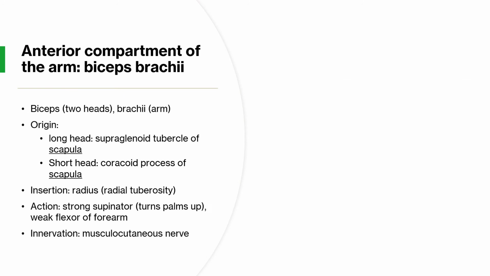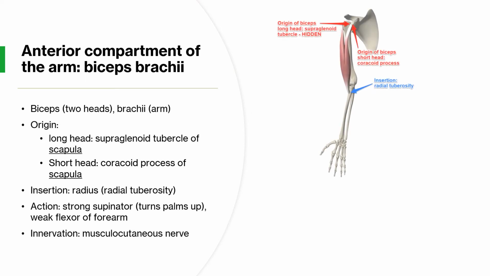Anterior compartment of the arm, biceps brachii, also known as a show muscle. So biceps means two heads, brachii means arm. And it has two heads. It has a long head, which originates from the scapula, and a short head, which also originates from the scapula. More precisely, the long head originates from the supraglenoid tubercle of the scapula. So basically, it originates above the glenoid cavity. The short head originates from the coracoid process. So long head, short head.